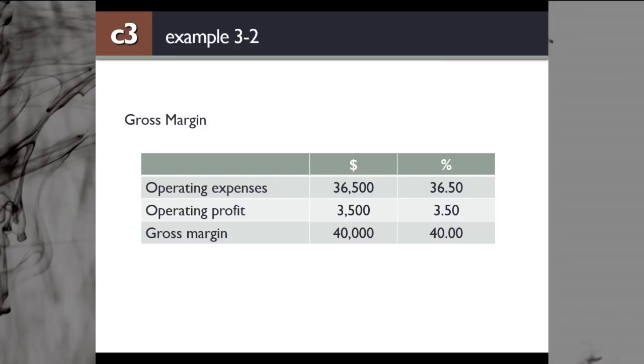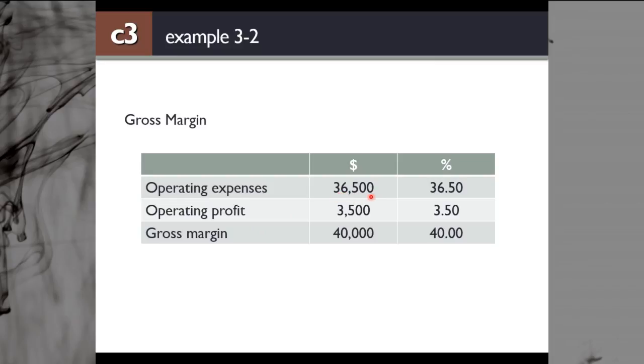So here is the example with the information of expenses, profit, and gross margin. It shows you the operating expenses of $36,500, and operating profit is $3,500. Actually, this is part of the previous example, but we are zooming in: operating expenses, operating profit, and gross margin. And we start from the expenses and profit, and the combination of these expenses and profits is gonna be gross margin.